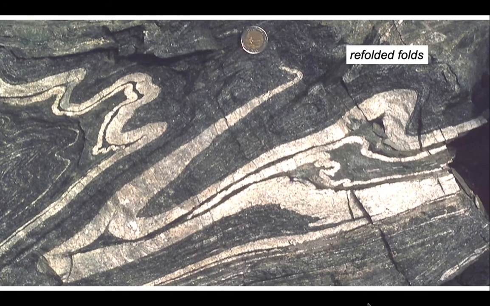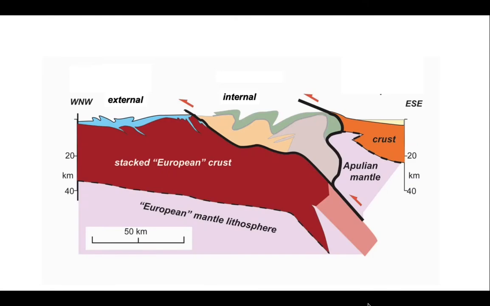And the folds can become refolded too. So if you trace the layering around these structures, you can see really tight folds that are refolded. So complex folding, ductile deformation. And that's what characterises the internal zones.